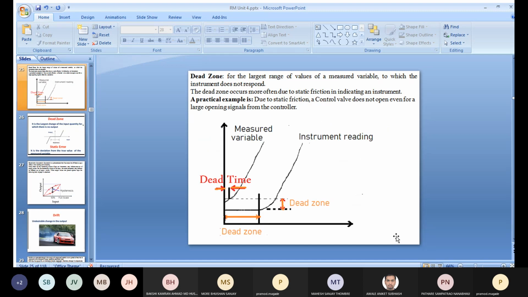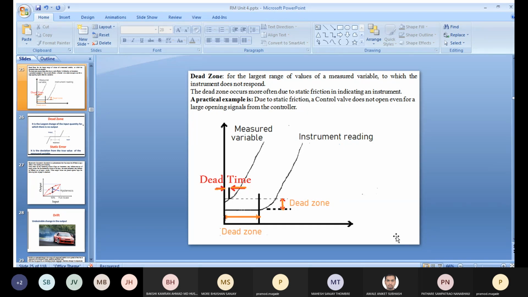Correct. After that, dead zone is very important. I think we have reached up to this point. So dead zone is nothing but the range which can be measured but which has not given any response at the initial stage. That we call a dead zone. At the initial stage, it will not give the response.